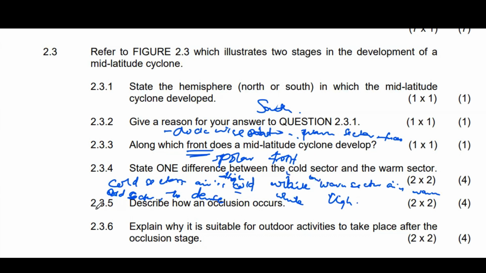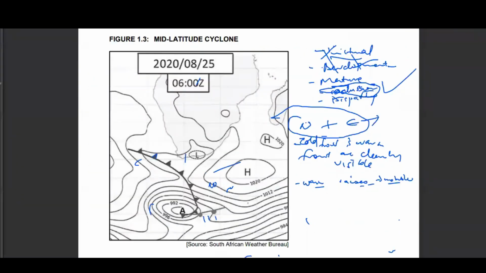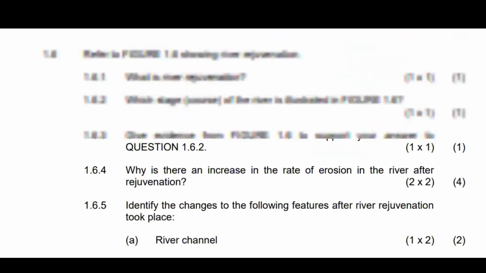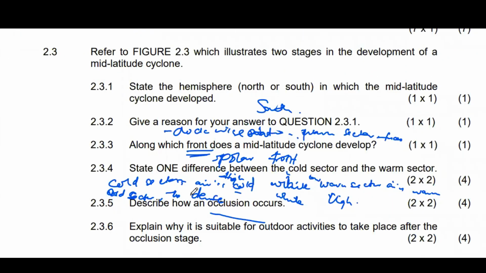All right. Let's go to 2.35. Describe how occlusion stage occurs. Do you see that this question looks similar to the question we answered here? That one said, explain the formation of the stage of development shown in the mid-latitude cyclone, which we said was the occlusion stage. And this question says, describe how occlusion stage occurs. It's just the way it is twisted, but it is the same question. It is answered the same way.